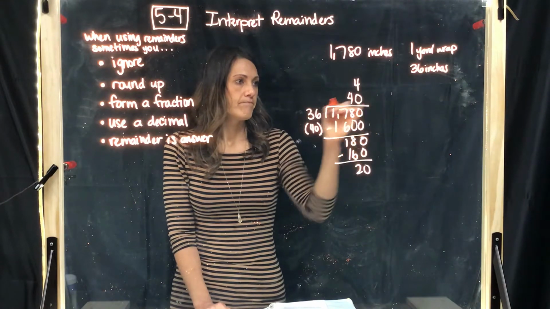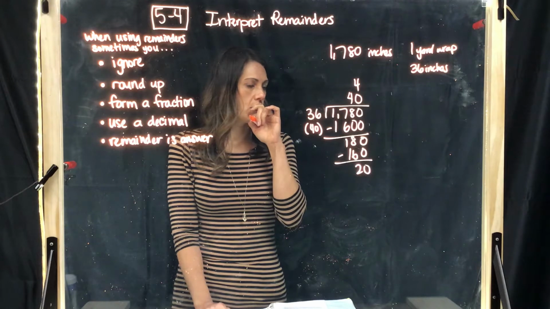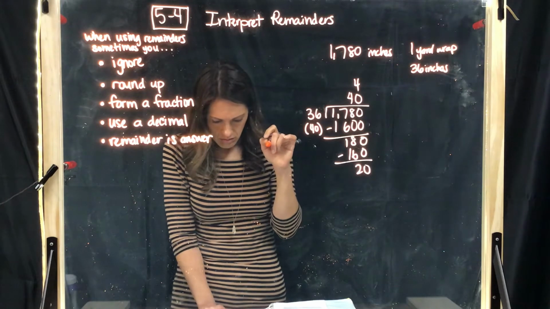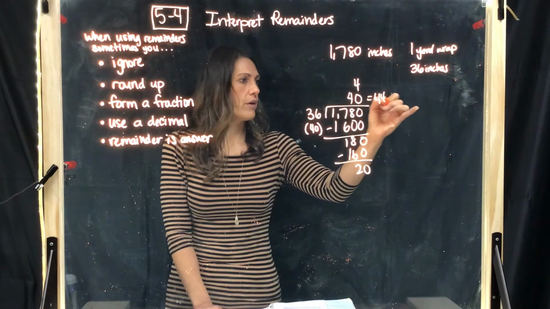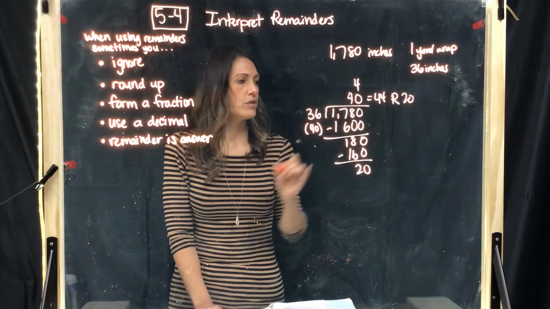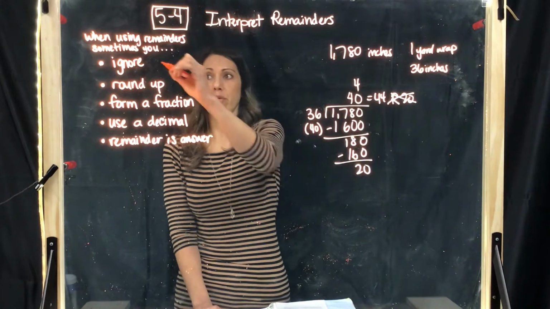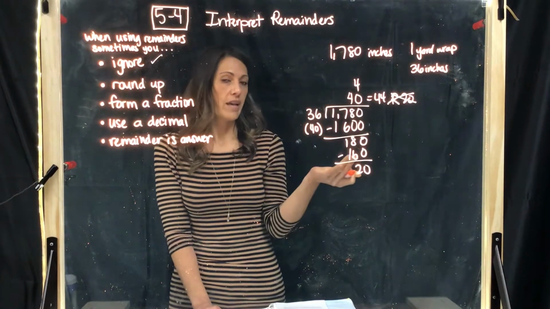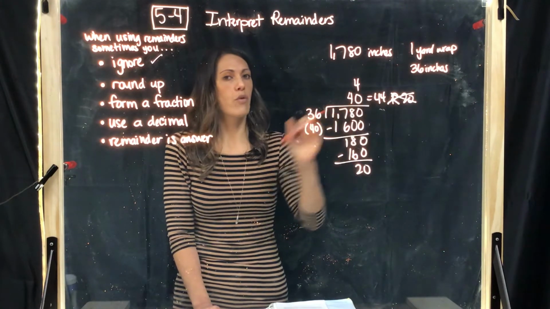So, let's see. I seem confused because I am. I multiplied 40 times 4 when I should have multiplied 36 times 4. So my answer is not 44. It should be 49. Different remainder. However, you still ignore the remainder. I can't do anything with 20 inches of ribbon, and I can't wrap another present. So I'm going to get 49 presents wrapped.